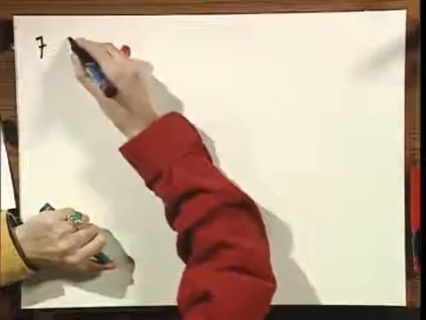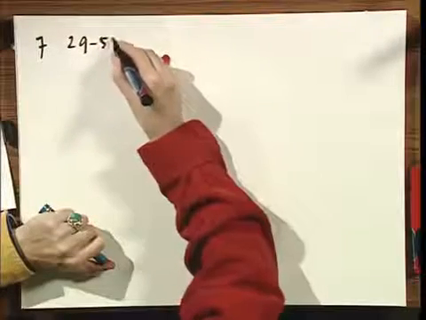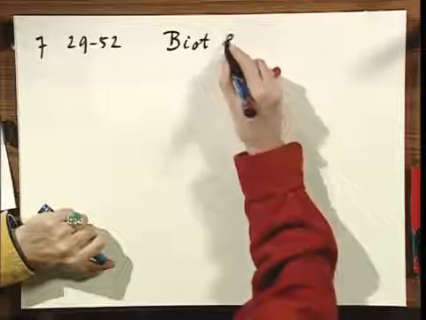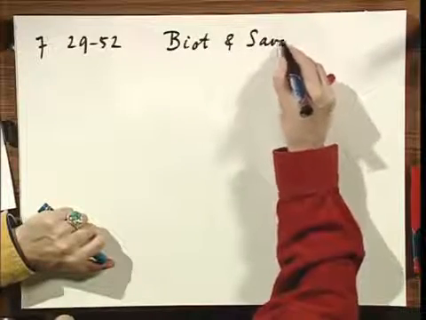Problem number 7.2952. And here we have to deal with Biot and Savart, two Frenchmen.